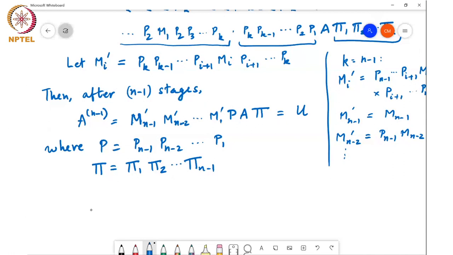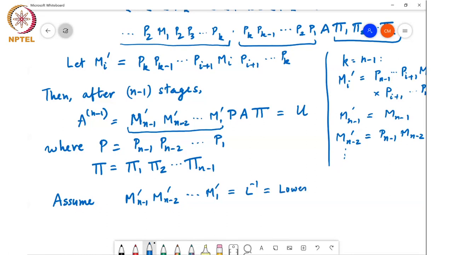Okay, so basically what we have then is this product of all these matrices. That times P A pi is an upper triangular matrix. So for a moment, let's assume M n minus 1 dash, M n minus 2 dash, down to M 1 dash, is equal to L inverse, which is a lower triangular matrix. Just for a moment, imagine that this is true. I'll show you why this is true in a minute. But assume that this is lower triangular.